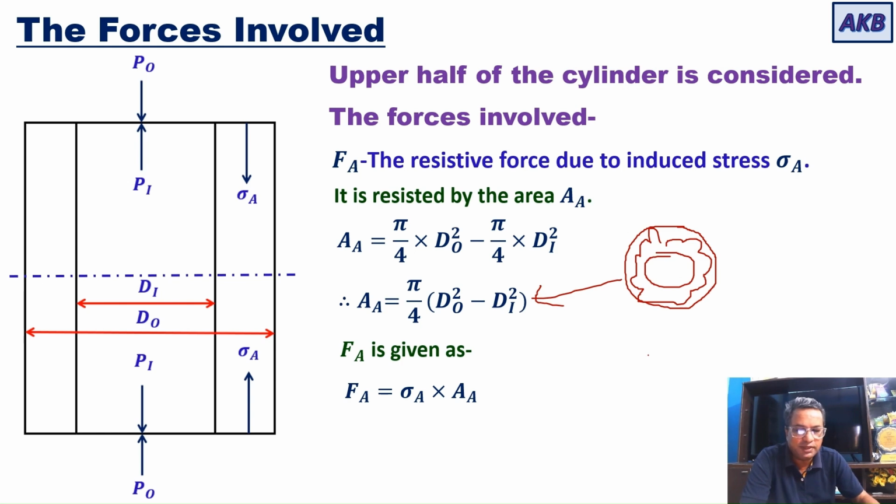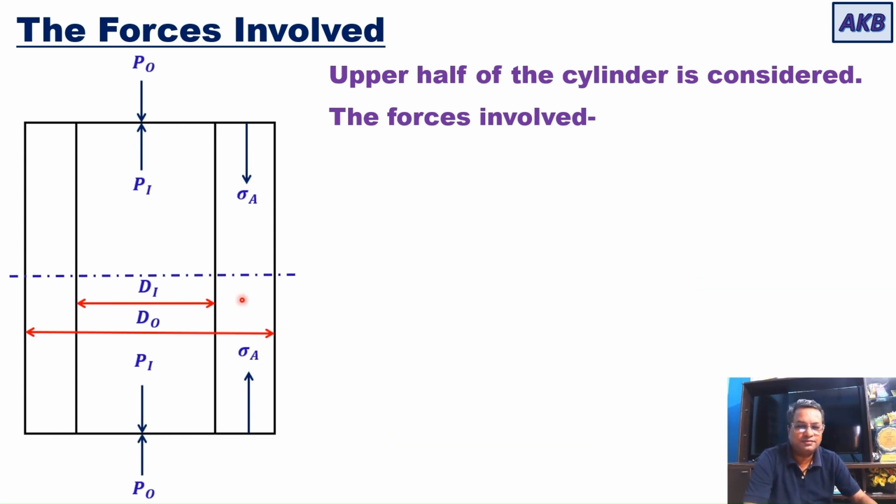Okay, so Fa is sigma A into A, and if you use the equation for A, Fa will be sigma A into pi by 4 dO square minus di square. Okay, so in this way, we have understood all the forces involved.